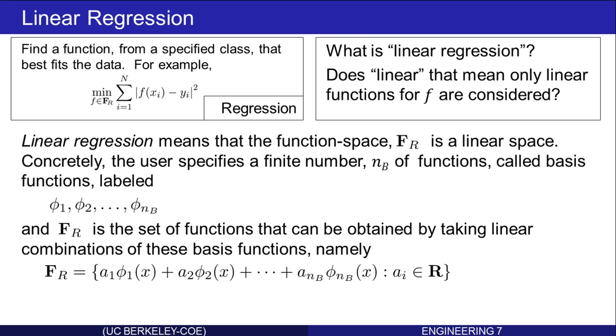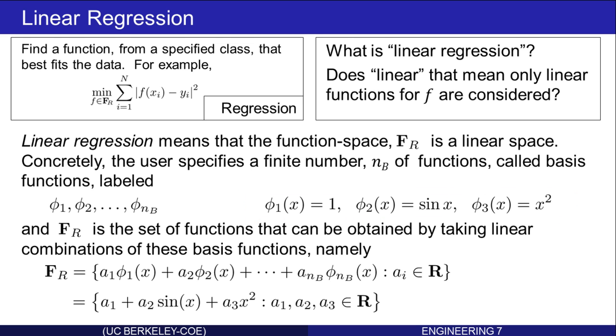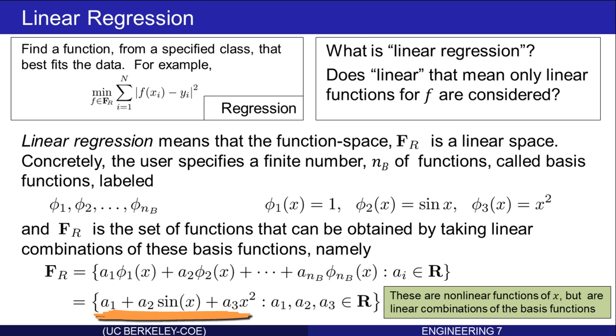real numbers. For example, suppose there's three basis functions: the basis function 1, the basis function sine of x, and the basis function x squared. Then f sub r would be all functions of the form a1 plus a2 sine x plus a3 x squared. Notice these themselves are nonlinear functions of x, but they're linear combinations of the basis functions.